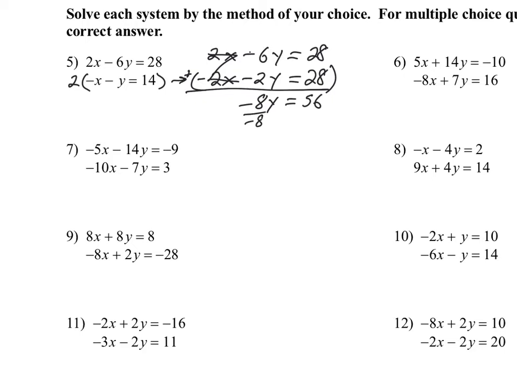I divide by -8, and I get y is equal to -7. Okay, 56 divided by -8. So now I know what y is equal to, so now I take that and I plug it back in. Now there's not a lot of space here, and that's why I'm not having you do all of these problems. I'm going to have you pick. So first off, I'm going to eliminate this one so I have some space to work.